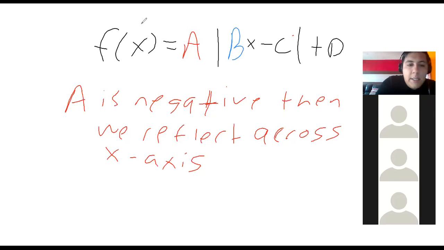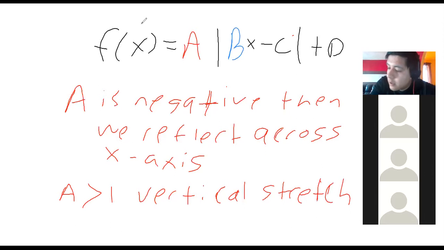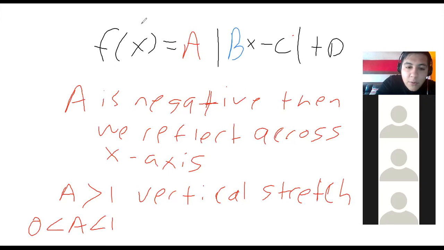Now, if A is greater than 1, then we have a vertical stretch. Now, if A is greater than 0, but less than 1, we have a vertical compress, or however you want to say it.